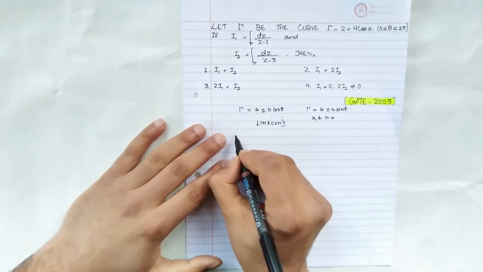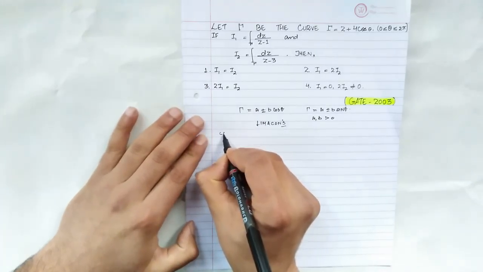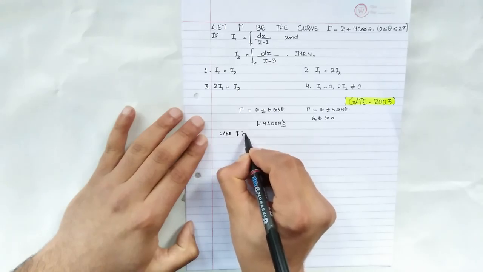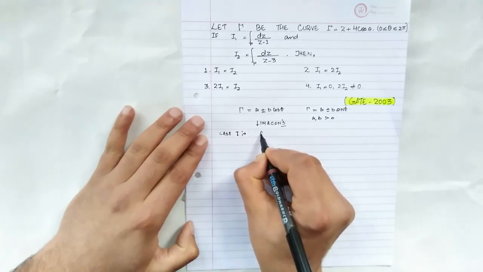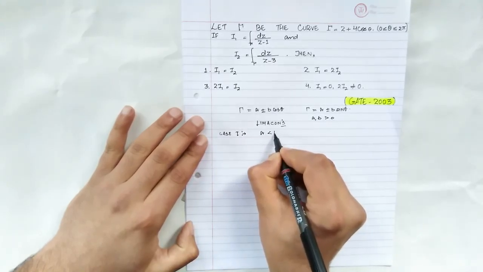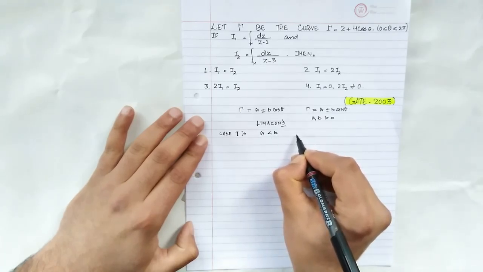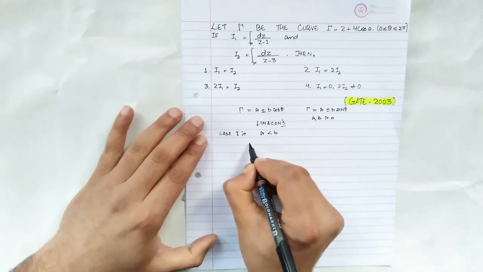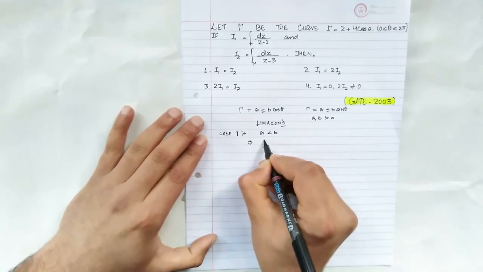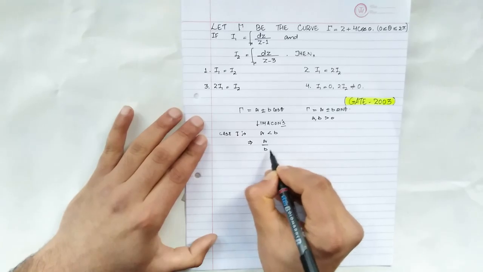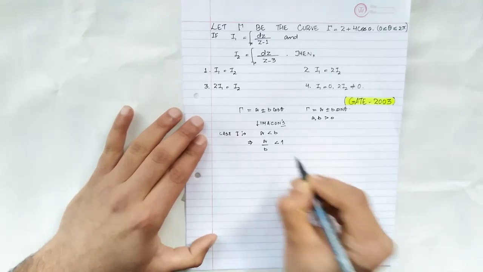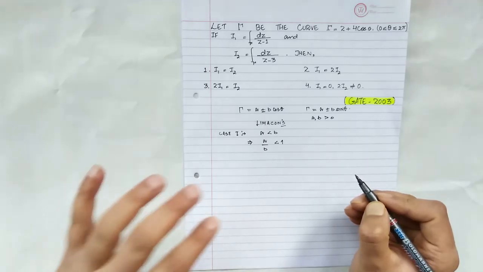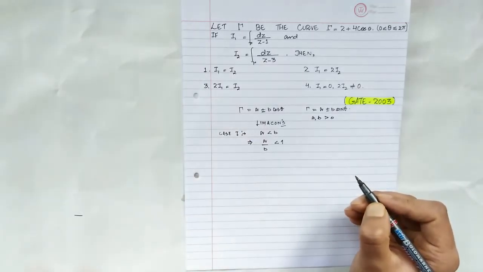Now there are conditions. If we take case first, that is this: a can be less than b. Okay, when a is less than b, that implies a upon b is less than 1.